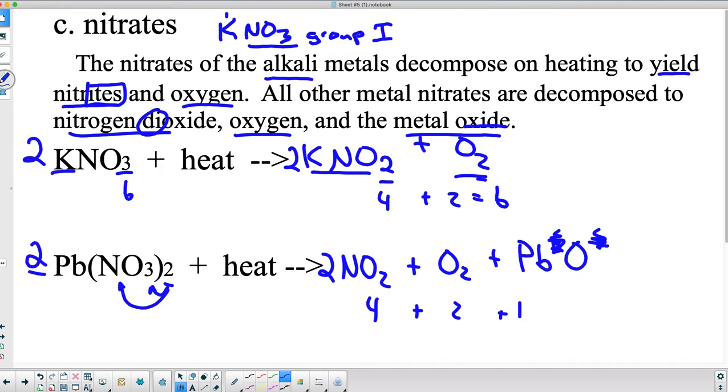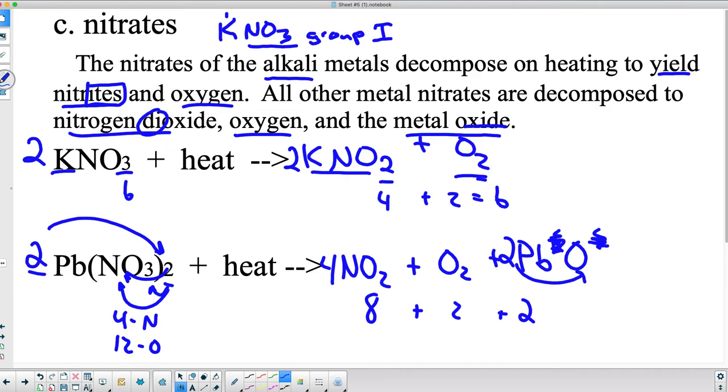So I put a 2 here to get 2 leads, and then that means I have 4 N's, because 2 times 2 times 1 gives me 4 N's. 2 times 2 times 3 gives me 12 oxygens. Okay? Now over here, if I need 4 nitrogens, that means I need to put a 4 in front there. That will give me, instead of 4, that'll give me 8 oxygens. Okay? I need to put a 2 in front of here to get 2 leads. That gives me 2 oxygens here because 2 times 1 gives me 2 oxygens. So now I have 8 plus 2 equals 10 oxygens.